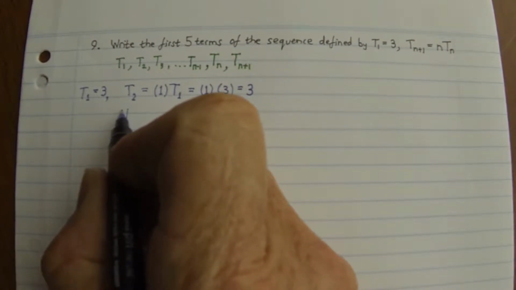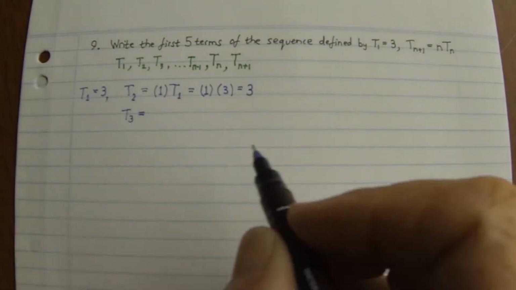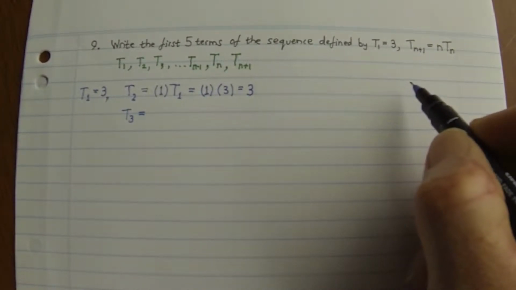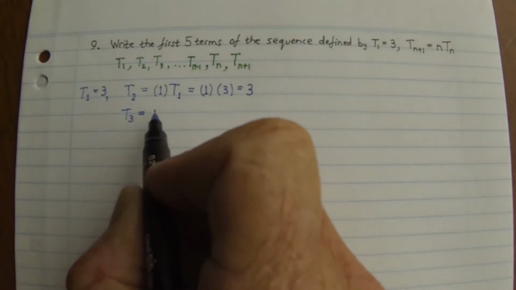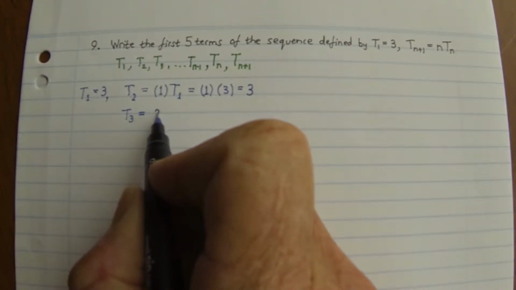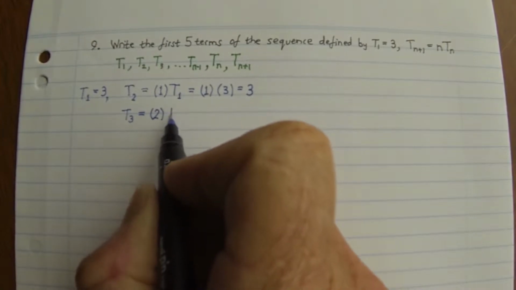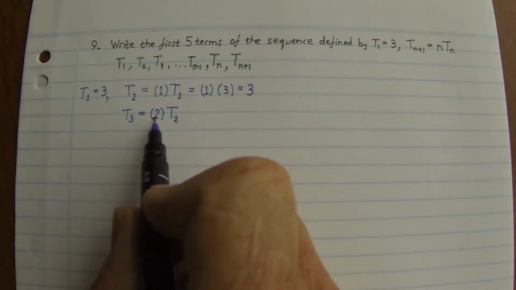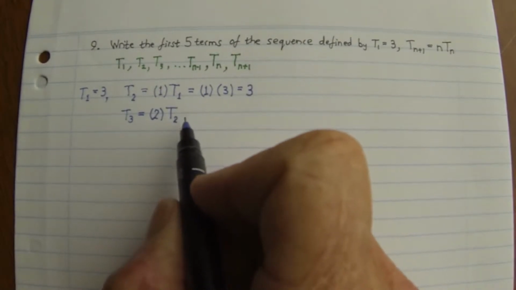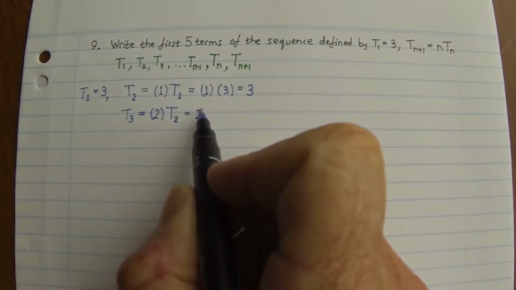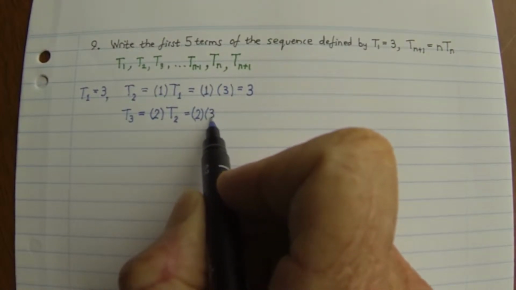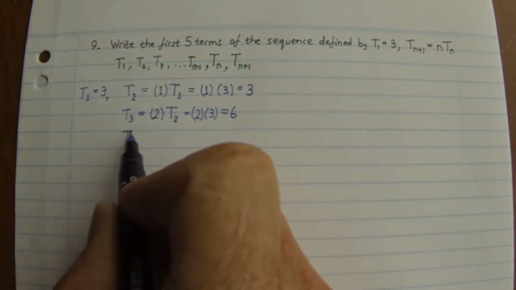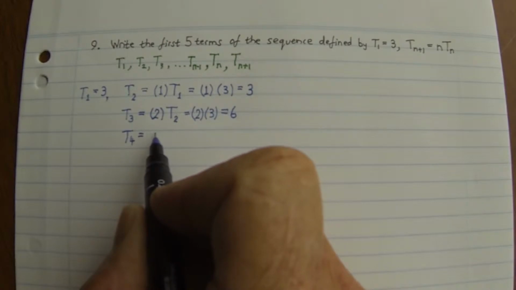To work out the third term, looking back at the subscript up here, if we want n plus 1 to equal 3, we need n to be 2. So we're going to substitute 2 for n there, and 2 for n in the subscript. So we're talking about 2 times term 2. We've just worked out that term 2 is 3, so we can have 2 times 3 equals 6.